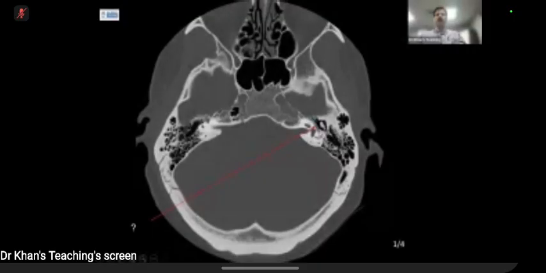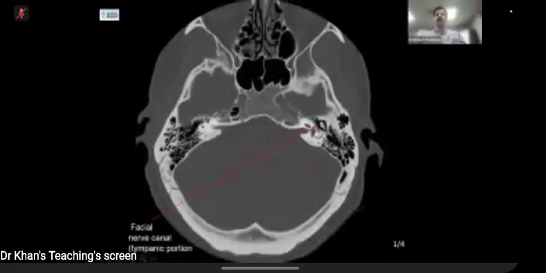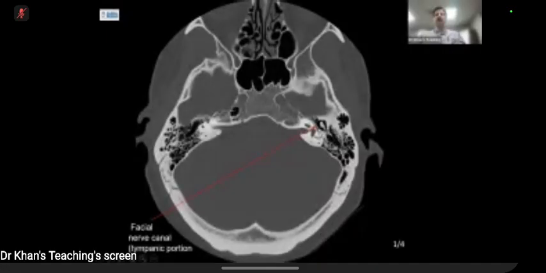And my idea of learning temporal bone is around nerve. So if you know your facial nerve, around that knowledge, you build your concepts. This is the tympanic portion of the facial nerve. If you see here, this is the medullary cavity. This is the epitympanum. This is the malleus. This is the incus. This part is here.